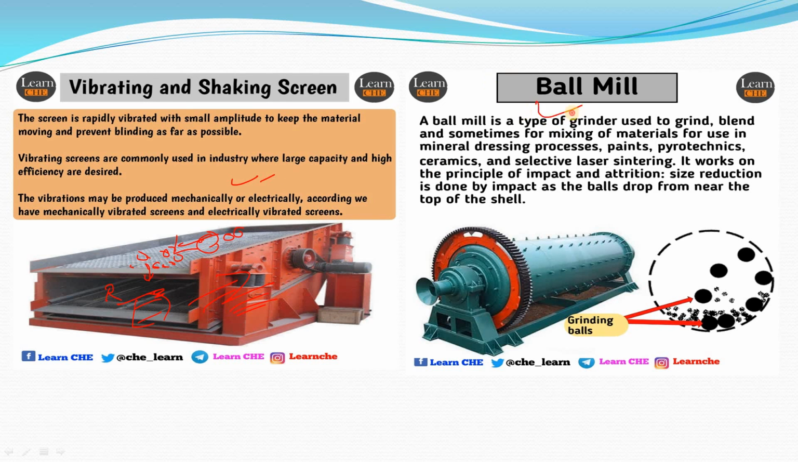And this is an example of a ball mill. In a ball mill, there are big balls. When we put our feed here and start the ball mill, it revolves clockwise or anti-clockwise, and due to these balls the coarse particles are converted into small ones or fine particles. So these are examples of mechanical separation processes.